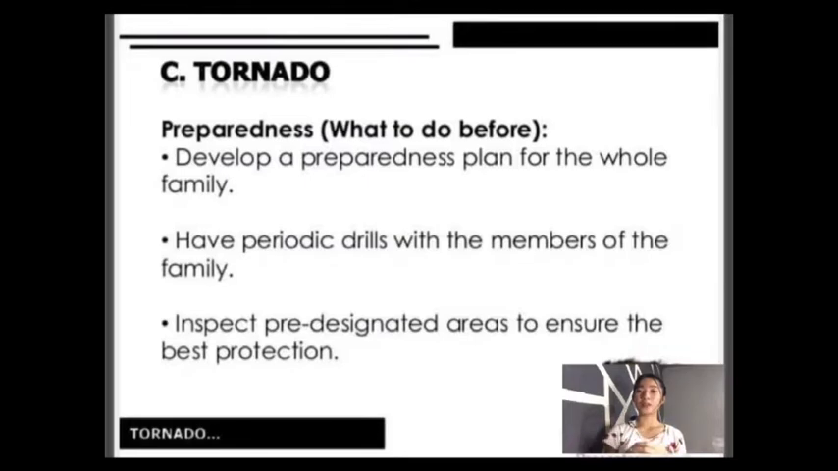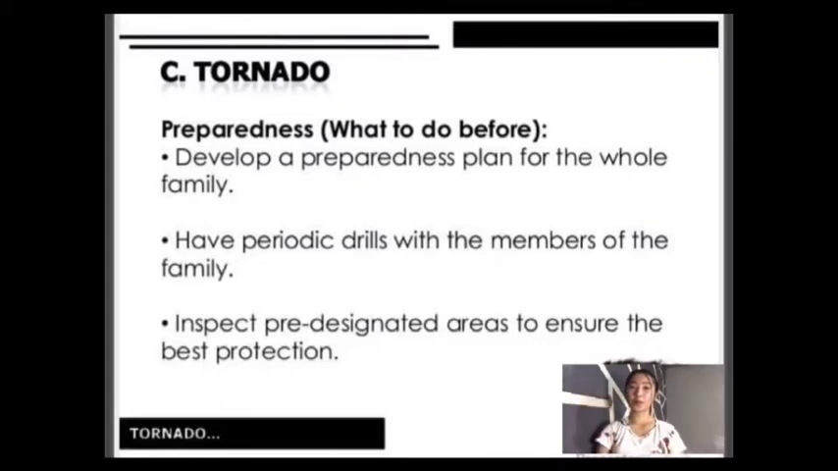Tornado. A tornado is a violently rotating column of air that is in contact with both the surface of the earth and a cumulonimbus cloud, or in rare cases, the base of a cumulus cloud. What to do before the tornado?